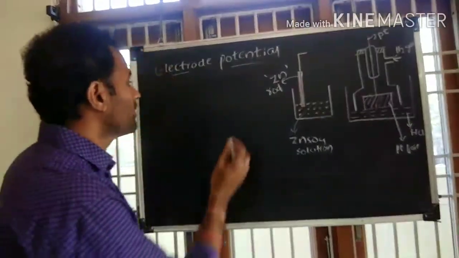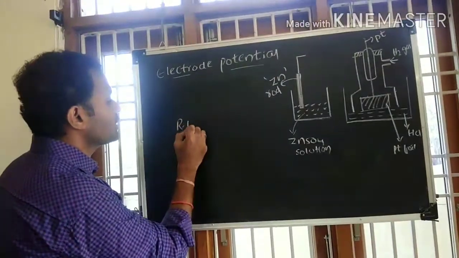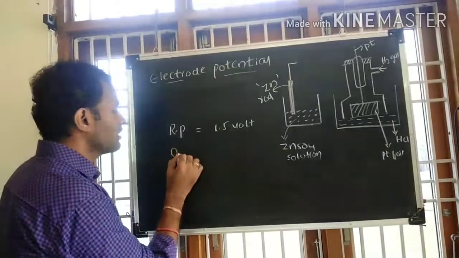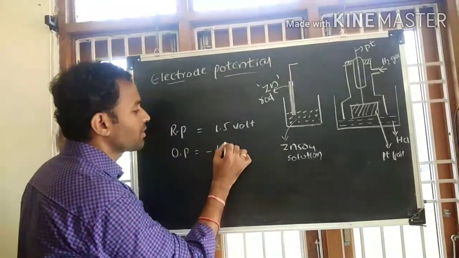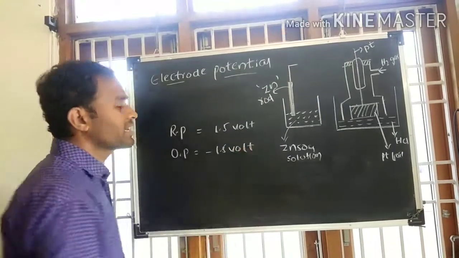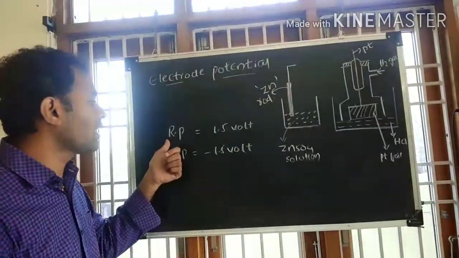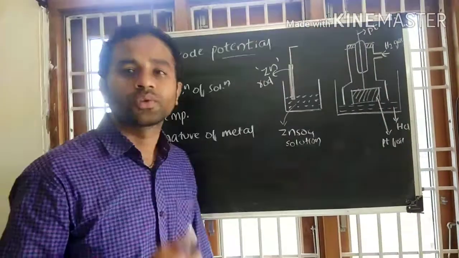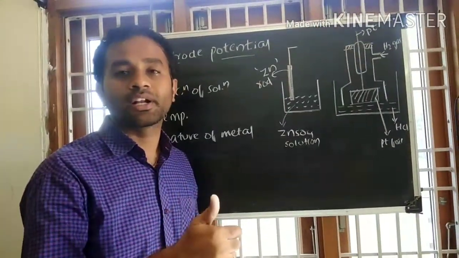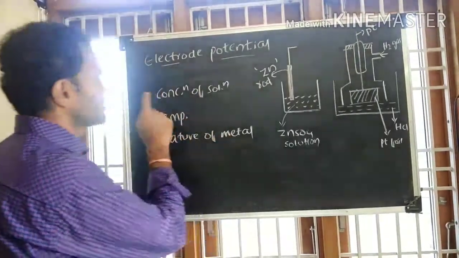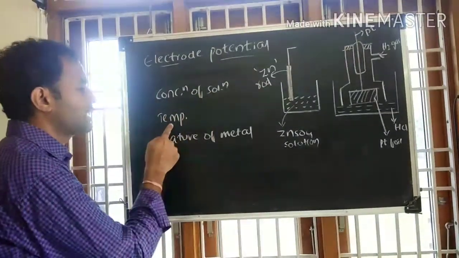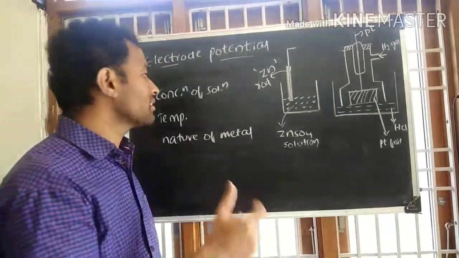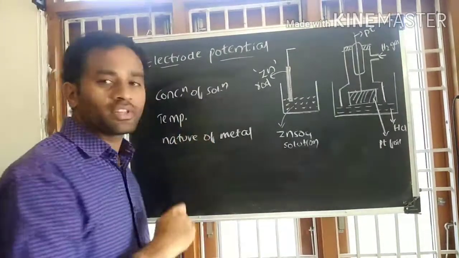For example, for a given electrode, if the reduction potential value is equal to 1.5 volts, then its oxidation potential will be minus 1.5 volts. That means for a given electrode, the reduction potential value will be reversed to that of oxidation potential, right? So usually the single electrode potential value depends on three things. One is concentration of the solution, temperature, and as well as the nature of the metal. So here the single electrode potential value depends on these three things.